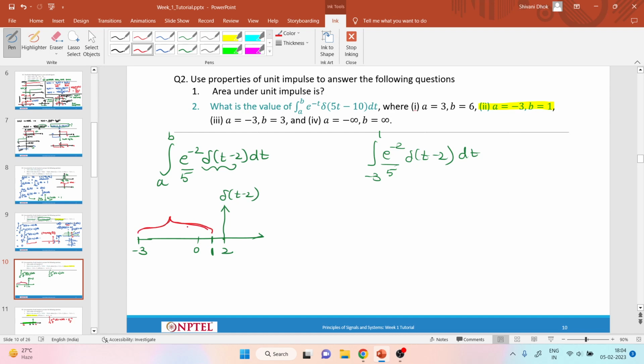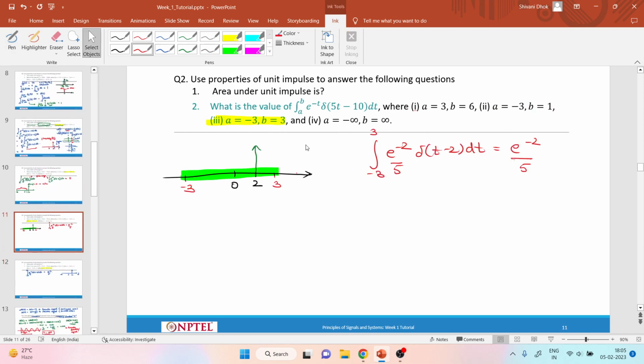So in this region, do we have this unit impulse present? No. This unit impulse is 0 when my t is not equal to 2. For all other values of t, my unit impulse takes the value 0. So this is equal to 0 for this given range, and that's why this integral goes to 0.